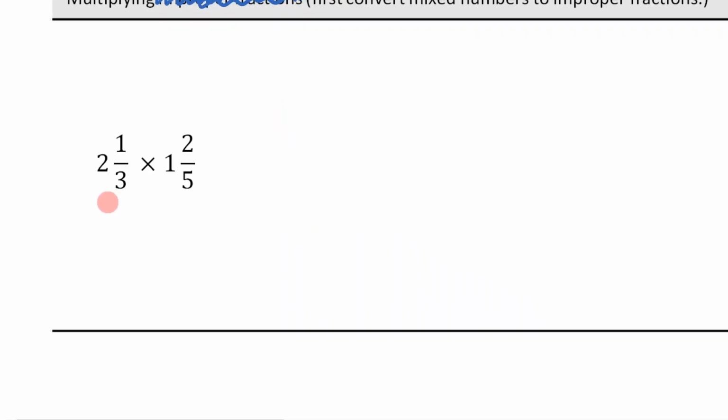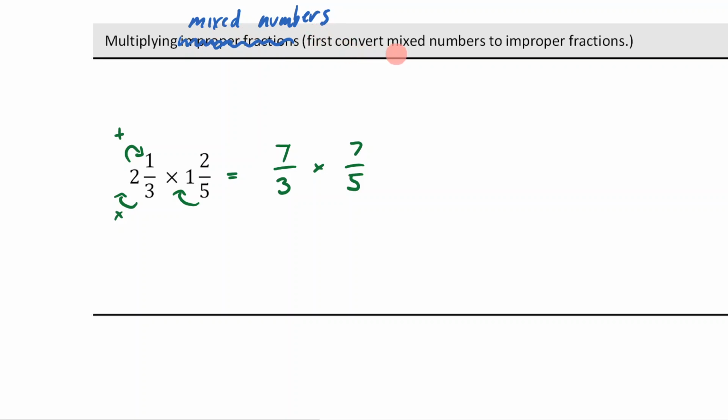I know what I do, and let me grab a different color here. What color should we go? Let's go green. What I do is I go 3 times 2, which is 6. And then I plus 1 to it. So that means I'm going to end up, and I'm going to rewrite it over here. So this fraction over here is going to become 7 on 3. Because 3 times 2 is 6, plus 1 is 7. And then I rewrite this as an improper fraction as well. 5 times 1 is 5, plus 2 is 7. So it's going to be 7 on 5. So just to recap there, when you're multiplying mixed numbers, first convert mixed numbers to improper fractions. And that's what we've done.